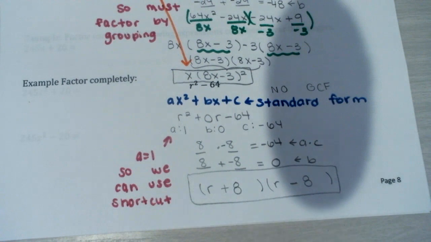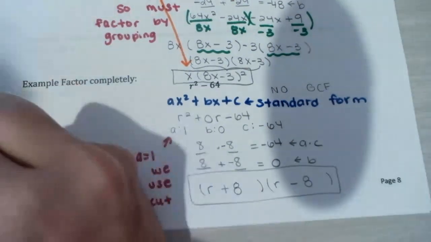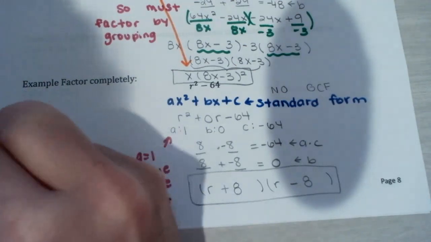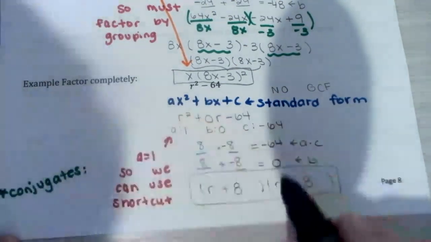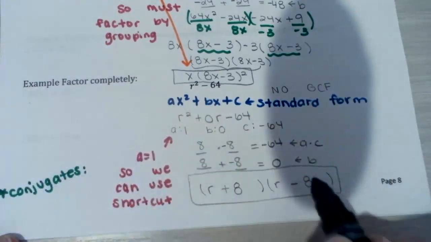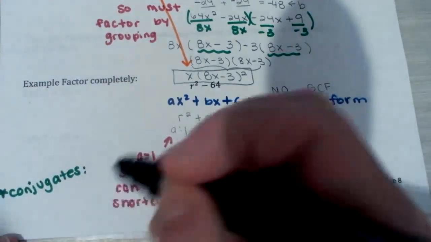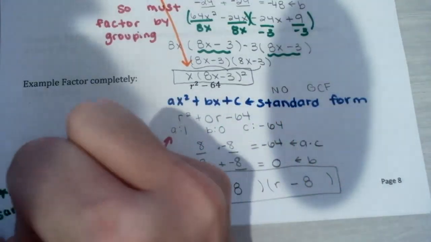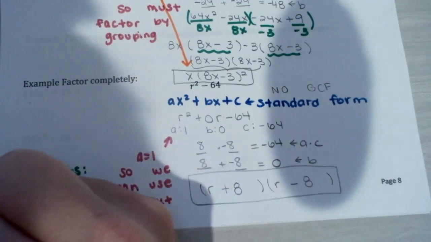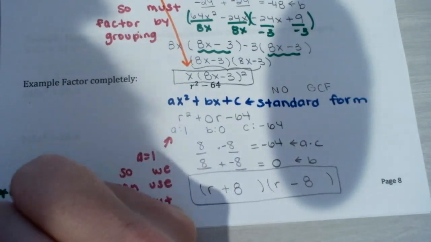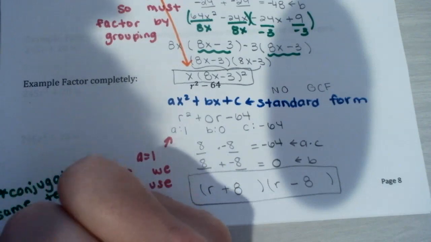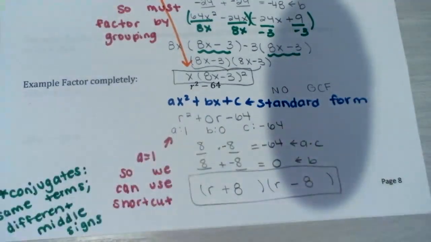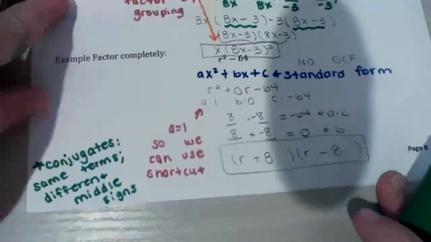Notice these are conjugates. Remember going back when we did conjugates? So these are conjugates. Remember, conjugates means they're the same term but different middle sign. So R plus 8, R minus 8. Same terms, different middle sign. They're conjugates.